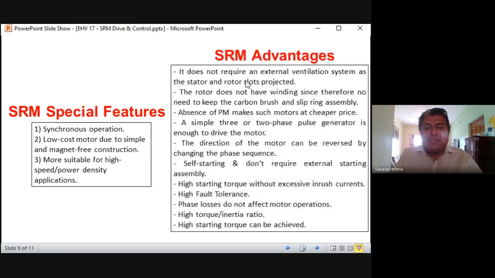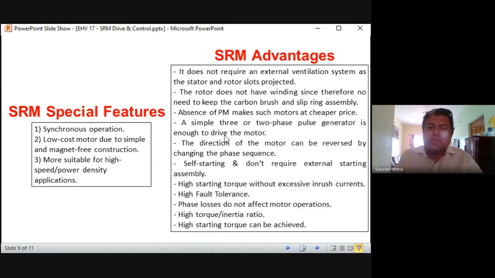What are the advantages? It does not require an external ventilation system. That means airflow happens automatically through the stator and rotor slot projections. The rotor does not have winding, therefore there is no need for carbon brush and slip ring assembly. So there is no brush, there is no slip ring assembly. Absence of PM makes such a motor cheaper. A simple 3 or 2 phase pulse generator is enough to drive the motor.